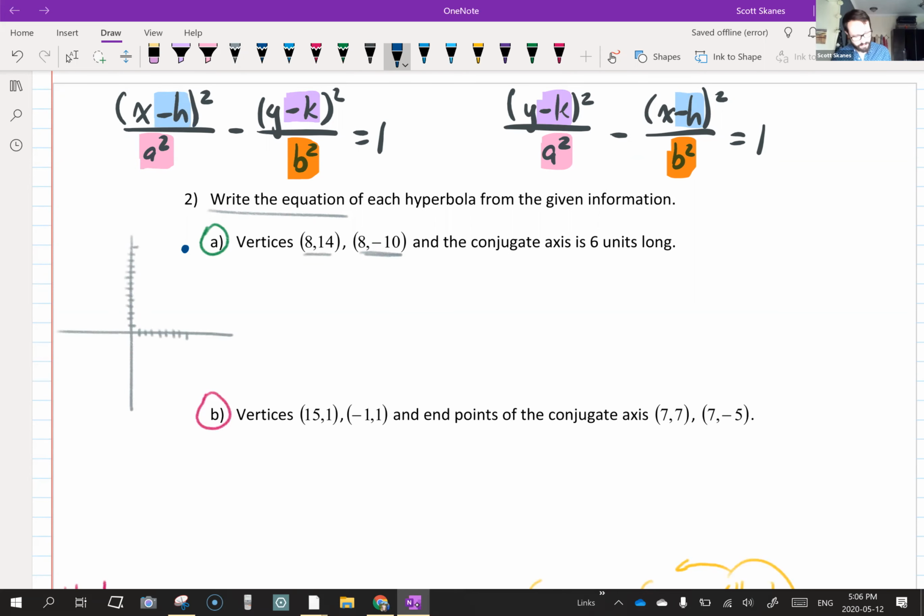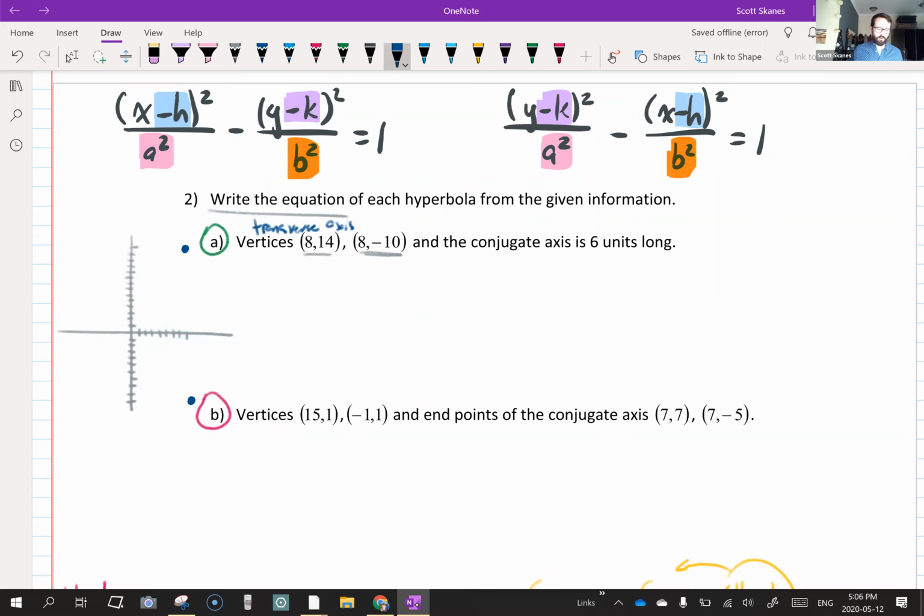Remember, vertices are on the transverse axis, which means the main axis. We have 2 vertices. Where's the other one? 8 and negative 10. Okay, negative 10. 1, 2, 3, 4, 5, 6, 7, 8, 9, 10. Oh, wow, okay.